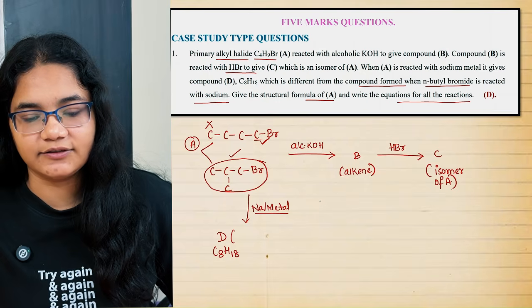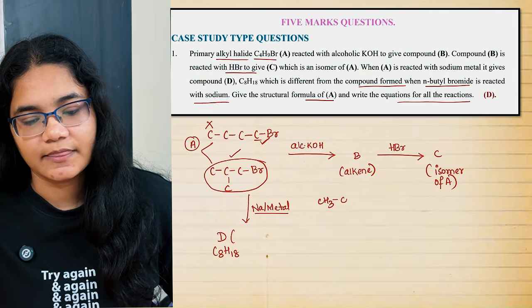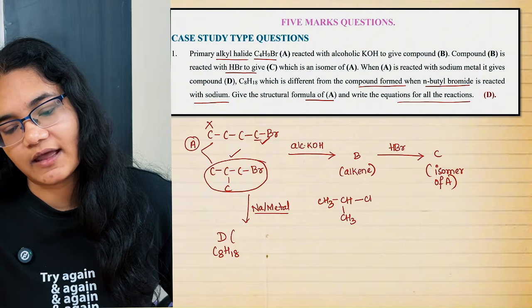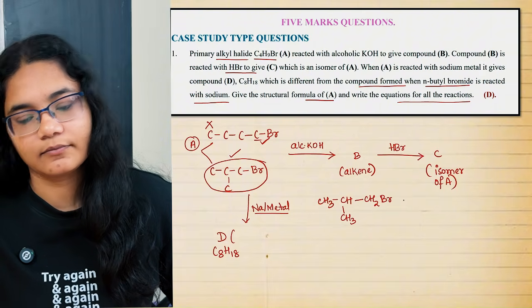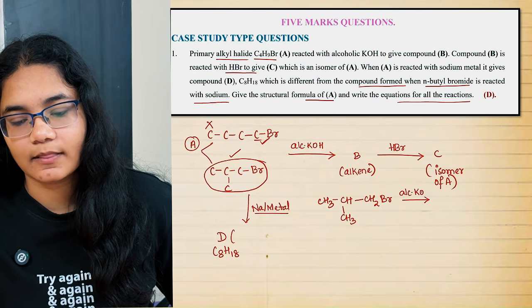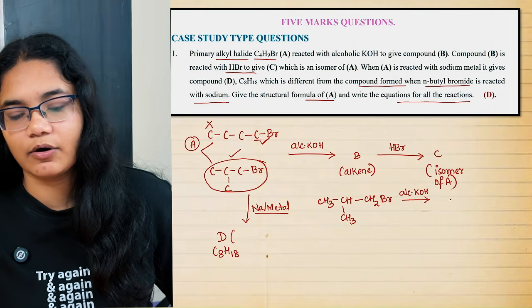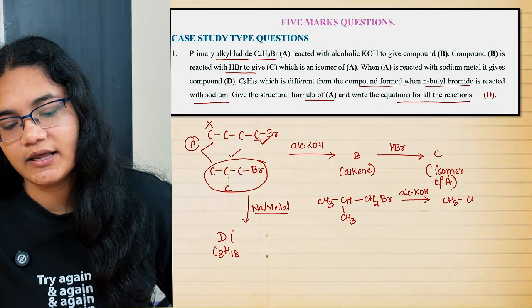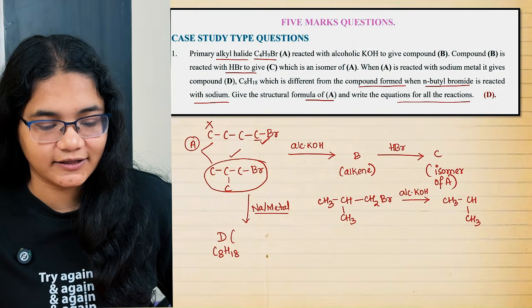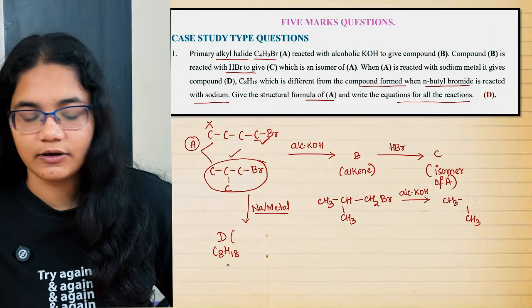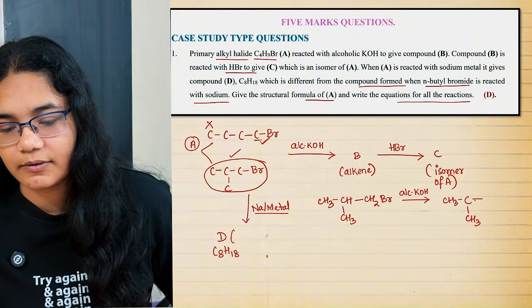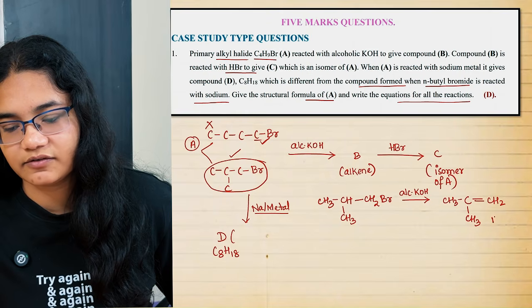So I will write here the A structure. It is CH3, CH3, and then we have CH2Br. Now, when this one reacts with alcoholic KOH, you will have a double bond here, so that will give you CH3, CH3. There will be no more H here, so you can see it will give you C double bond CH2. So this is B.